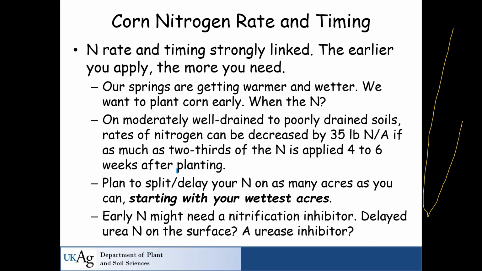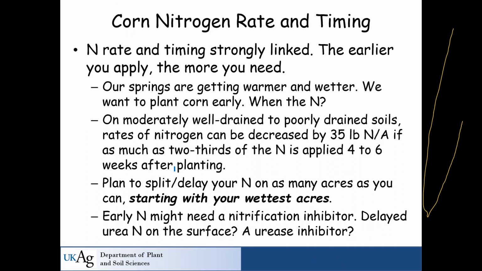When it comes to corn, the earlier you tend to apply nitrogen, the more you're ultimately going to need, because we're getting a lot of losses of nitrogen. It's nobody's fault. Nitrogen is hard for the soil to hold. And as our springs have gotten warmer and wetter, we all want to plant corn early, but when should the N go on if we're also wetter and we're going to lose nitrogen?